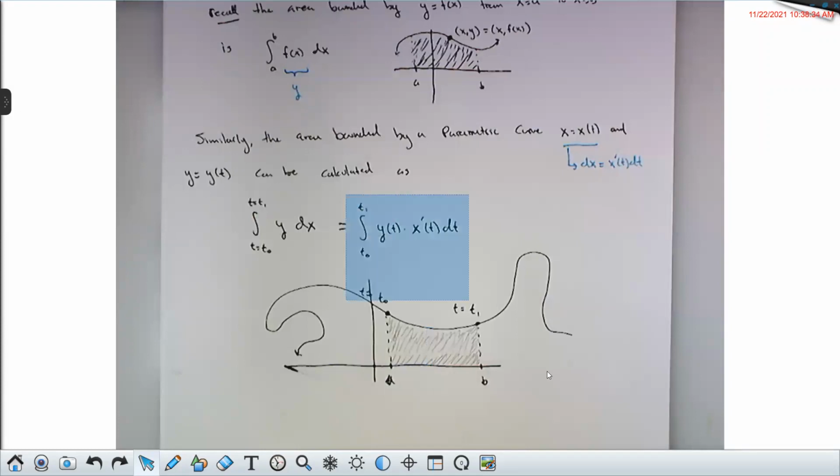Nothing too bad, but you do need to remember this. We really are just integrating y dx, which, since dx is x prime of t dt, is the integral of y of t times x prime of t dt. And your bounds are going to be t values, not x values. The t values you find by figuring out where x is equal to the x value you want to work with, or where x is equal to the second x value you want to work with.